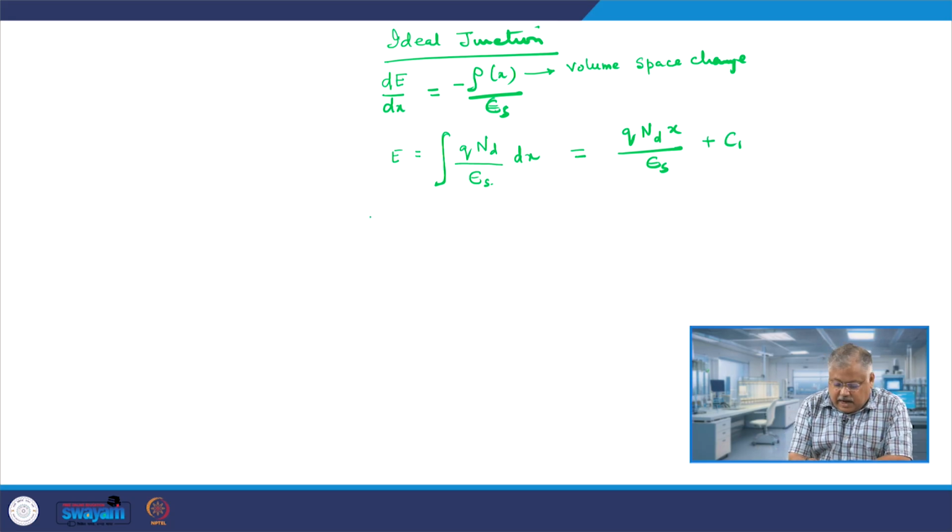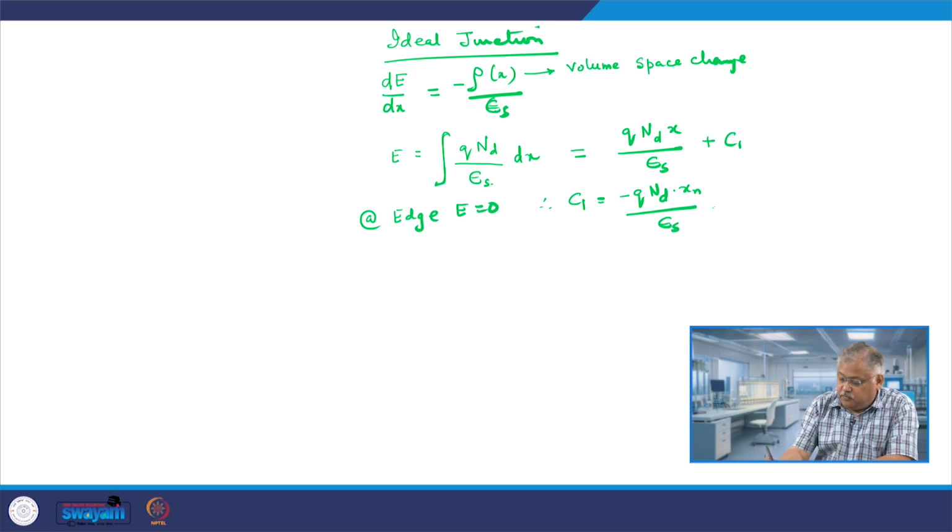Now at the edge, obviously E will be equal to 0, and therefore I can write down the boundary condition C1 as Q times Nd into xn, the depletion width, divided by epsilon s. Therefore, if you place this back into this expression, then I get E equal to minus Q times Nd divided by epsilon s into (xn minus x).